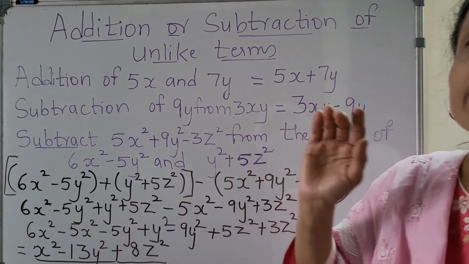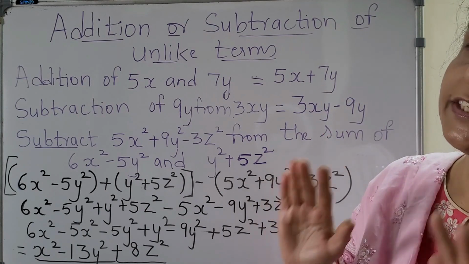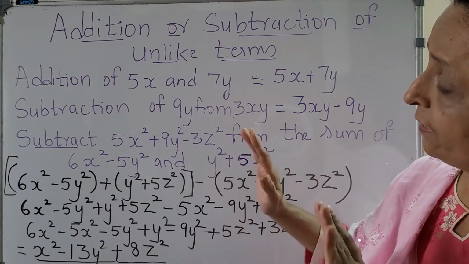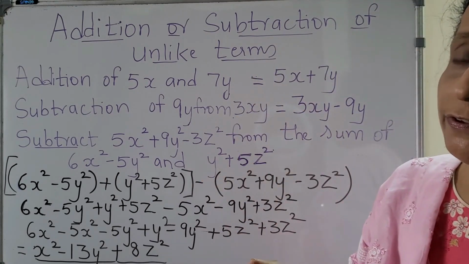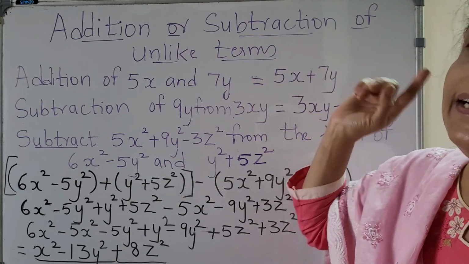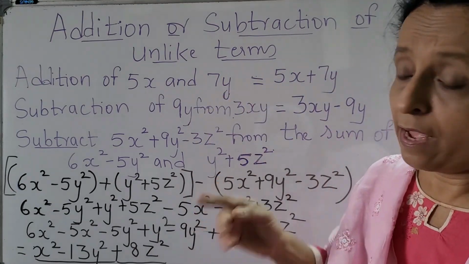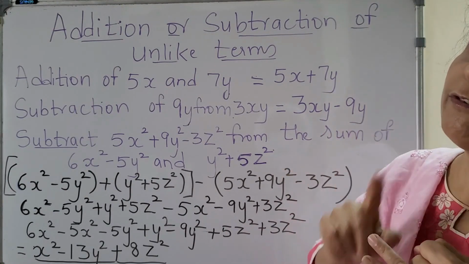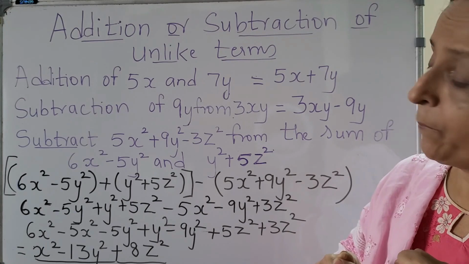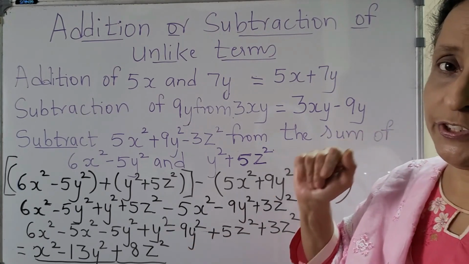This is how the addition and subtraction of like and unlike terms should take place. One thing you have to remember is that only like terms can be added or subtracted, and the other thing to remember is that you have to put the correct sign. So this is how you can carry out the operation.